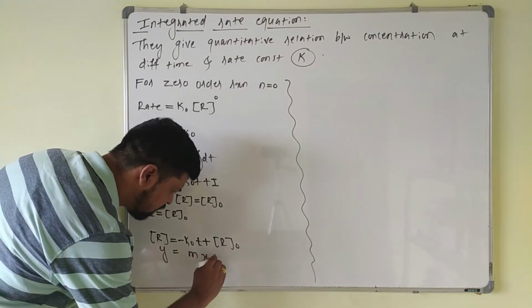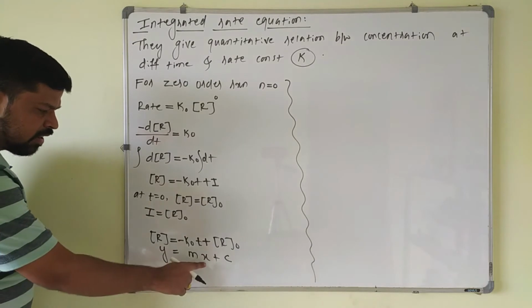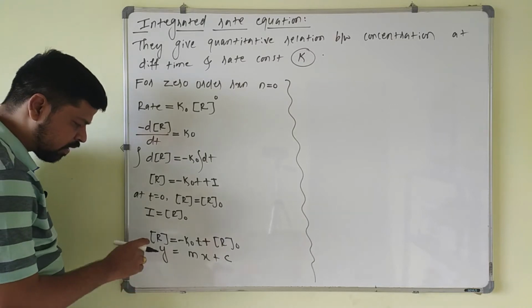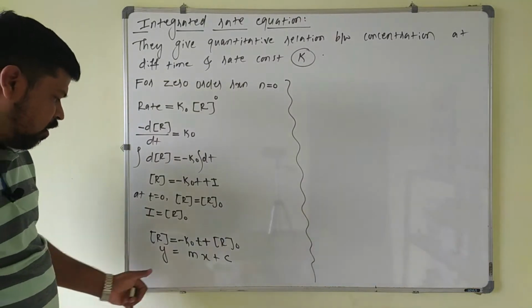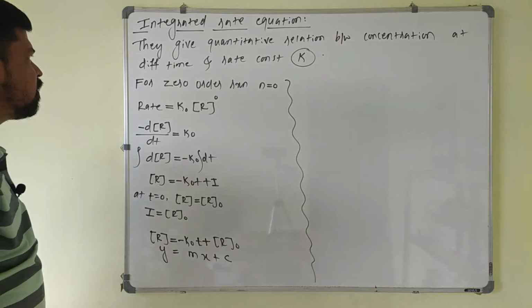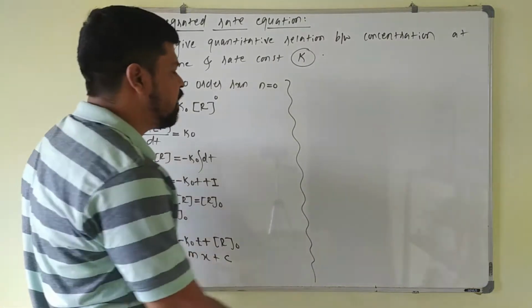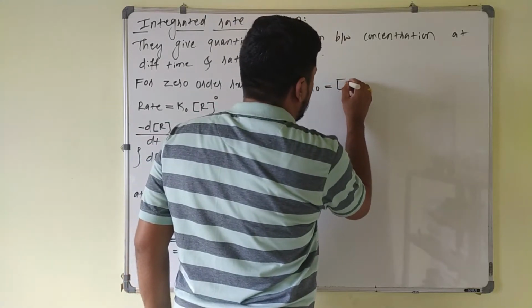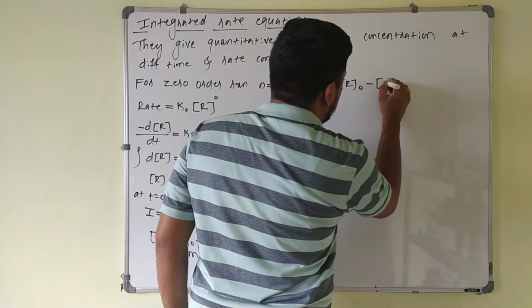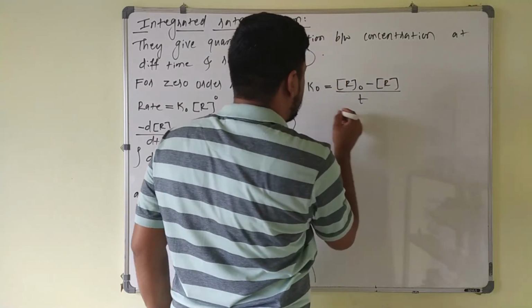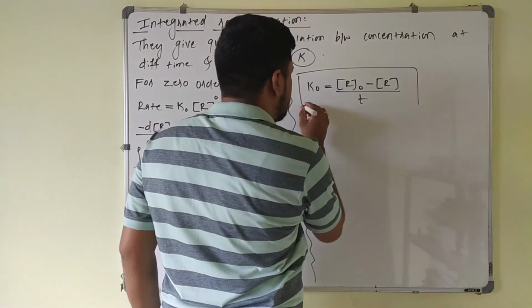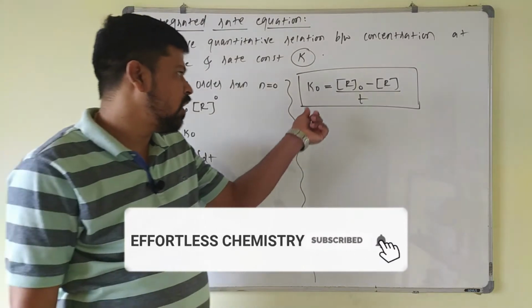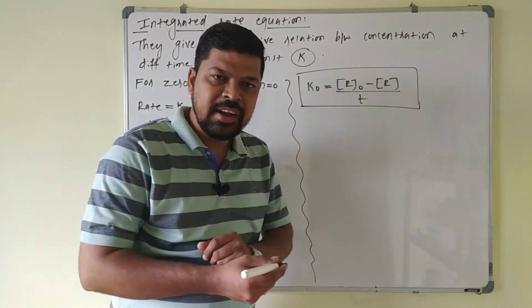Now it is in the form of y is equal to mx plus c. This is the intercept, time is taken along the x-axis, and you will get a negative slope here, K naught, and R will be taken along the y-axis. Now what is the equation for zero order reaction? On rearranging you will get K naught is equal to R naught minus R divided by time. So this is the integrated rate equation for zero order reaction: K naught is equal to R naught minus R divided by t.